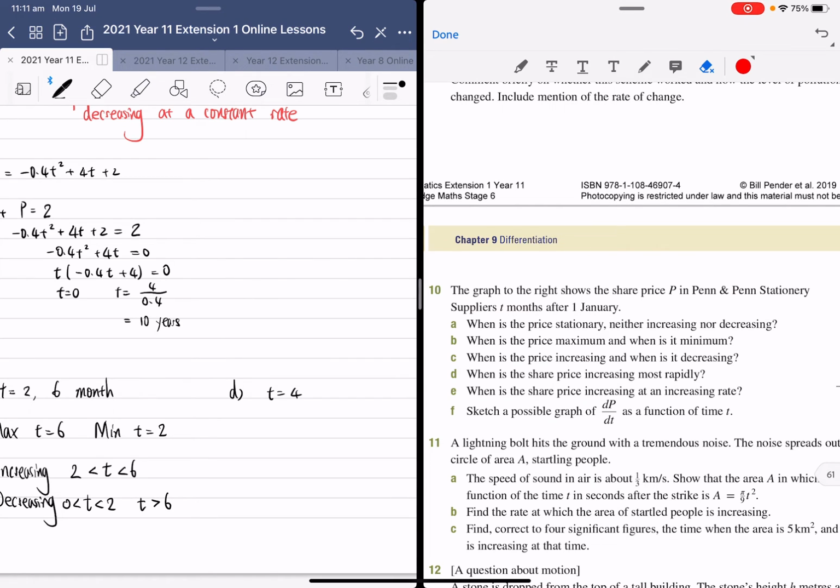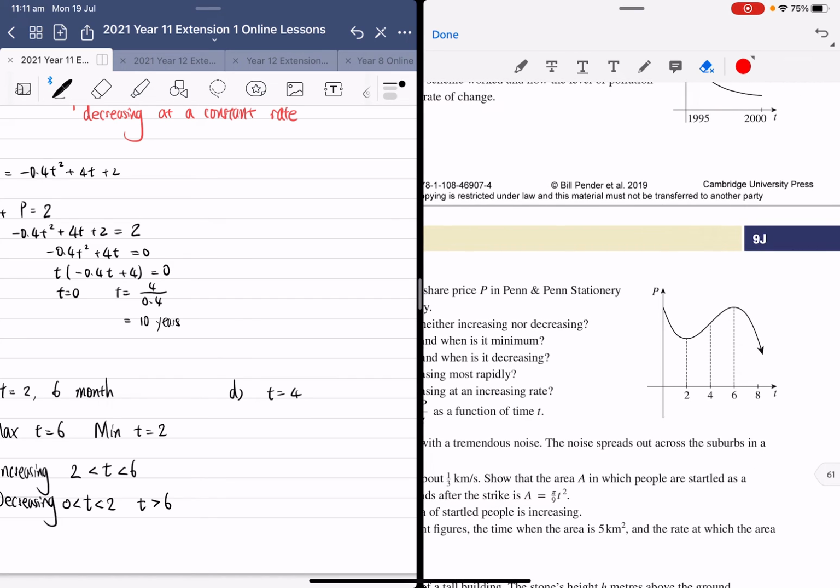All right, when is the share price increasing at an increasing rate? Okay, that is a very interesting question here. Firstly, we need to understand that the share price is increasing from 2 to 6. However, it's increasing at an increasing rate only when it's from 2 to 4, just because it's concave up here. From 4 to 6, it's actually increasing, but at a slower rate, as you can see.